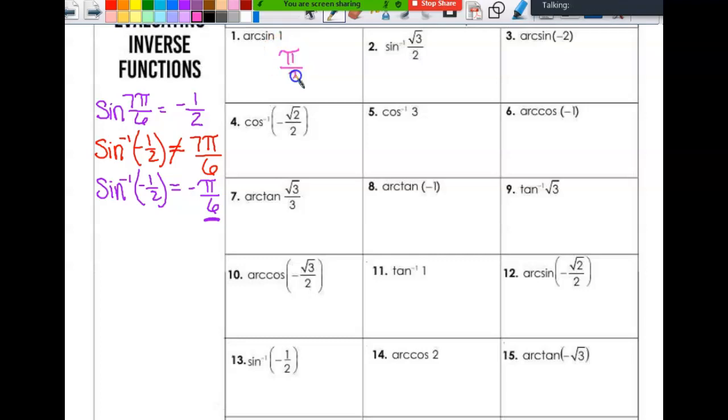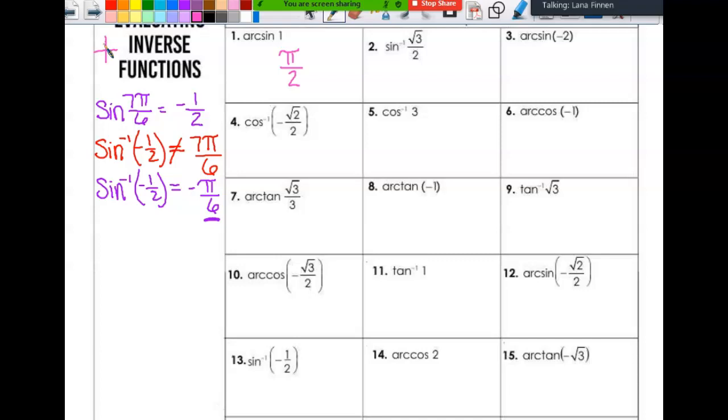Pi halves, right? And sometimes it helps to have a little cross. I do this more so than a circle because my circles never look like circles, but I can then think around the circle. Okay, so sine is 0 here, and sine is 1 here, that's at pi halves. Does that make sense? That's my answer.